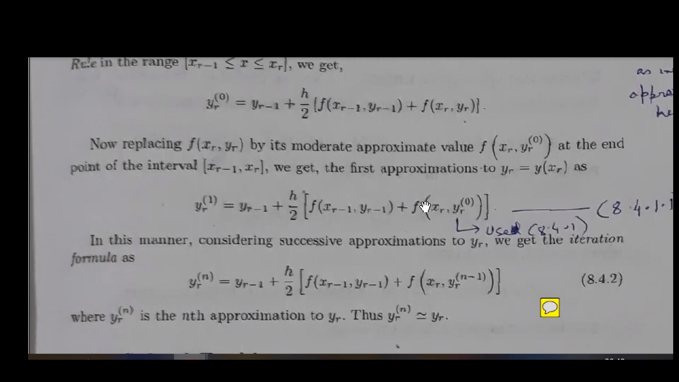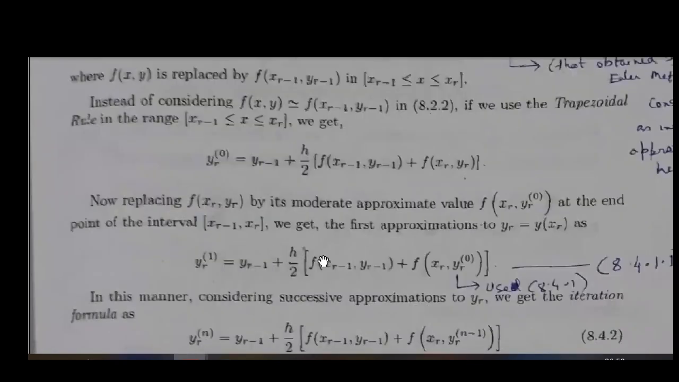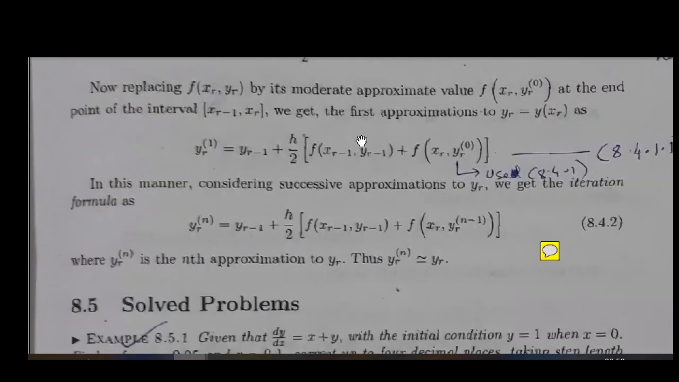Okay, so this is the modification part. Two modifications. First, instead of the simple approximation of f of x y, we are using the trapezoidal rule for the approximation, and within that we need this yr0, for which we use the Euler's method approximation. Okay, so this allows us to get yr1. Similarly for yr2: yr2 will be yr minus 1 plus h by 2, f of xr minus 1 yr minus 1 plus f of xr yr1. So for yr1, what will we use? We will then use this thing.